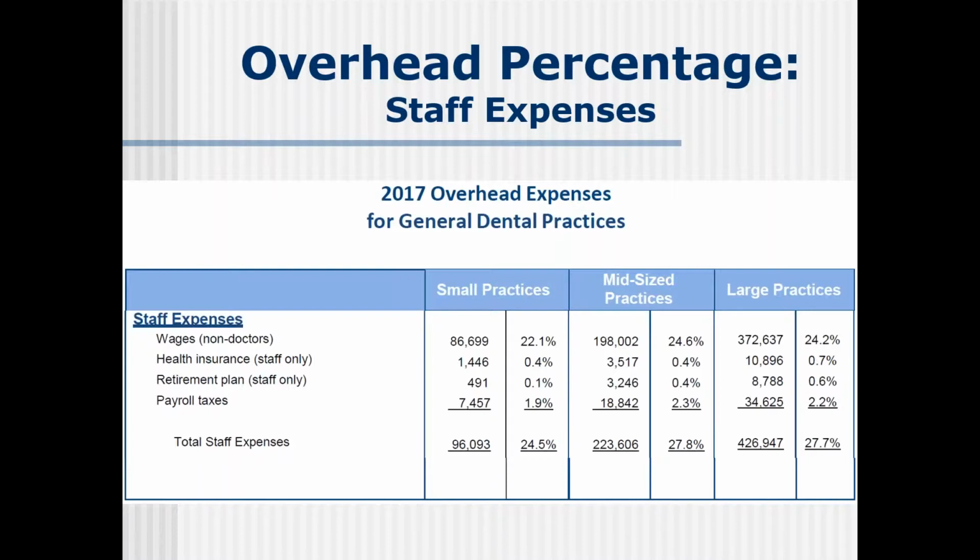The reason that the smaller practices are less is that with a smaller practice, the owner can actually do more of the admin-type work, that in the larger practices, they need to get other staff people to do. So smaller practices actually pay a little bit less for their staff expenses than the larger practices. And as I mentioned in the range before, they run between 22 and 28%, but the larger practice is closer to the high end of that range.